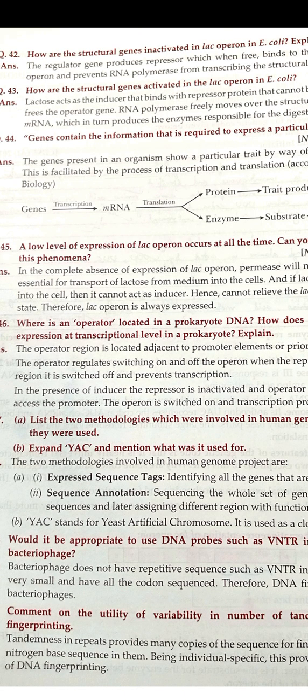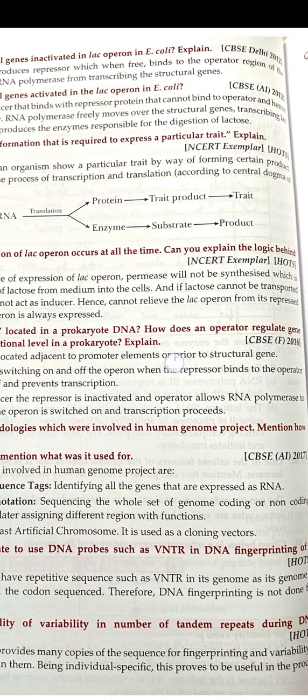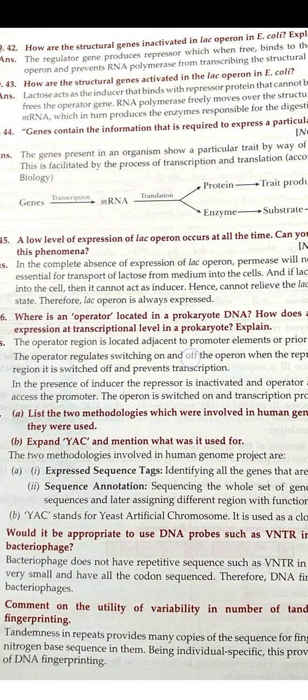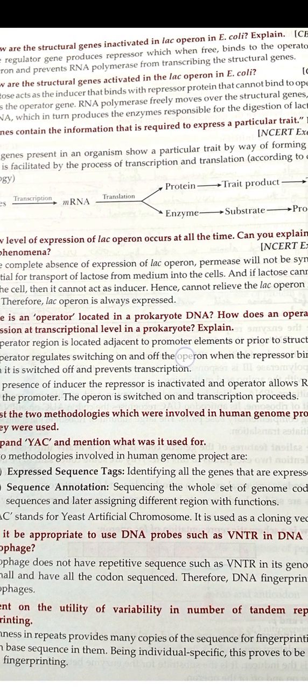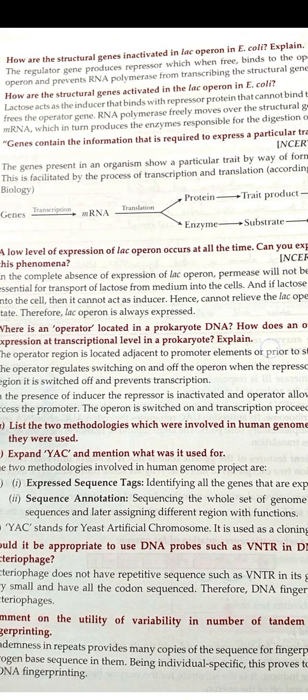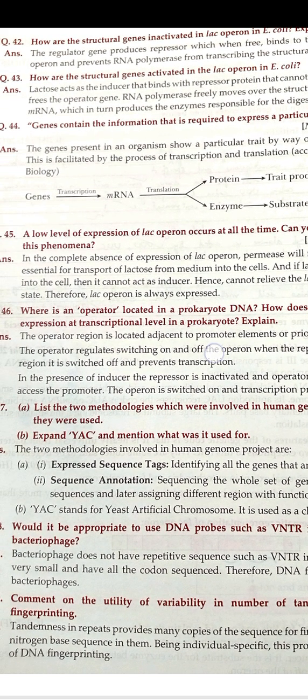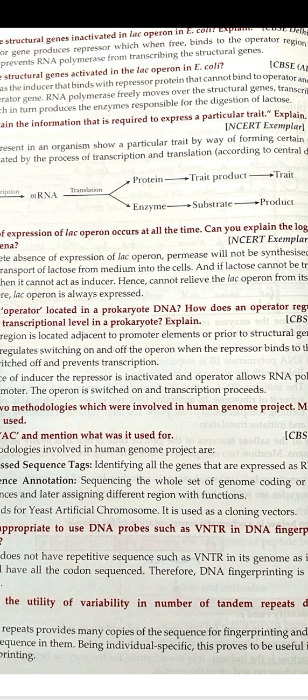Lactose acts as the inducer that binds with repressor protein that cannot bind to the operator and hence frees the operator gene. RNA polymerase freely moves over the structural genes, transcribing lac mRNA, which in turn produces the enzymes responsible for the digestion of lactose.